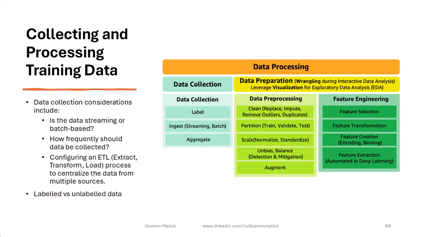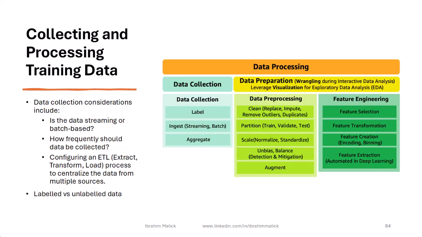So, all right, the next stage of the ML life cycle would be collecting and processing and training data, right? So collecting data, the first step in this stage is, of course, to identify the data, right, and determine how to collect it. This would involve understanding the sources where the data is generated and stored. Data collection considerations would include, is the data streaming or batch based, or how frequently should data be collected, or configuring an ETL, extract transform load process to centralize the data from multiple sources.